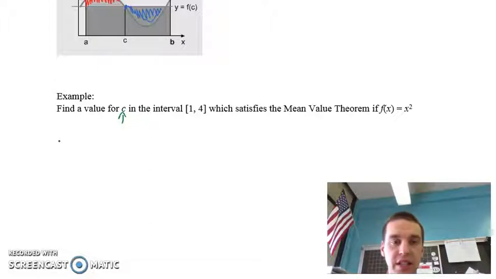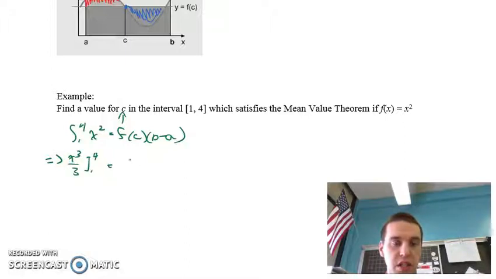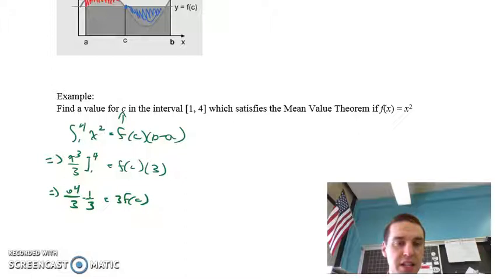So what we can write down is the integral of 1 to 4 of x squared equals f of c times b minus a. Well, we know what this is. We can easily do that. It's x cubed over 3 from 1 to 4 equals f of c times b minus a. Well, that's just the width, which is 3, changing the bounds. And so we can say that this is 4 cubed, which is 64 over 3 minus 1 over 3 equals 3 times f of c. And this is going to be 63 over 3, which we know is 21.